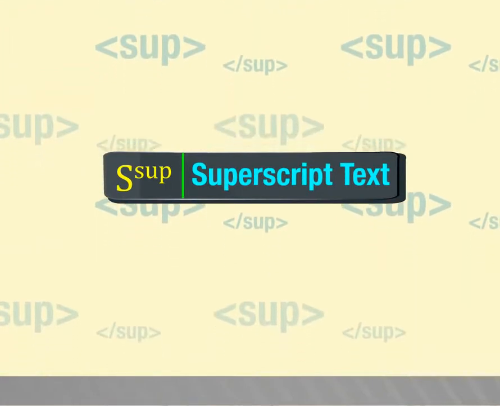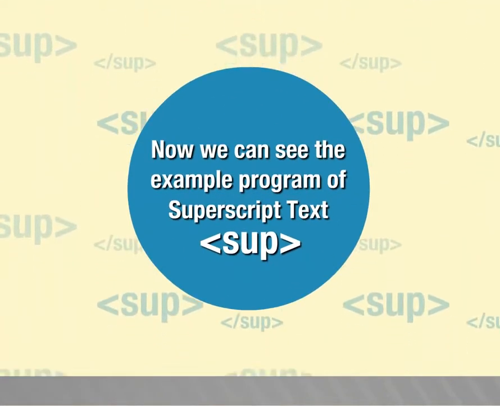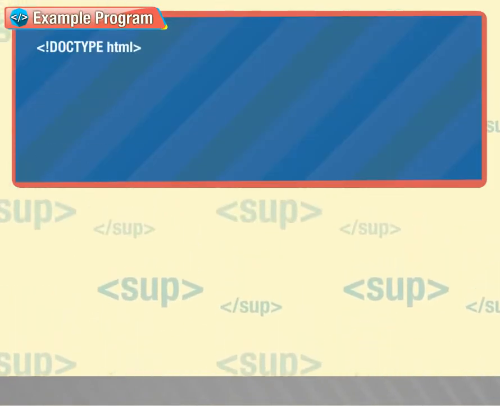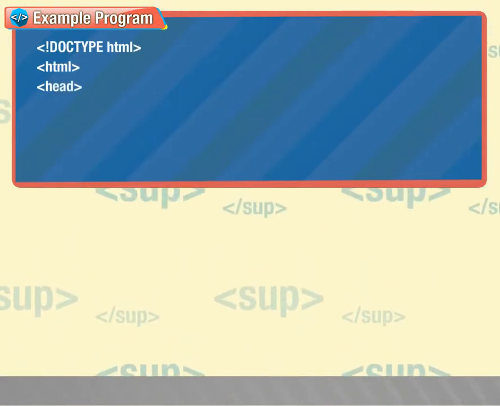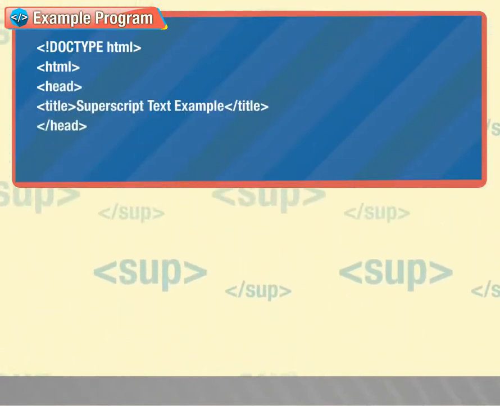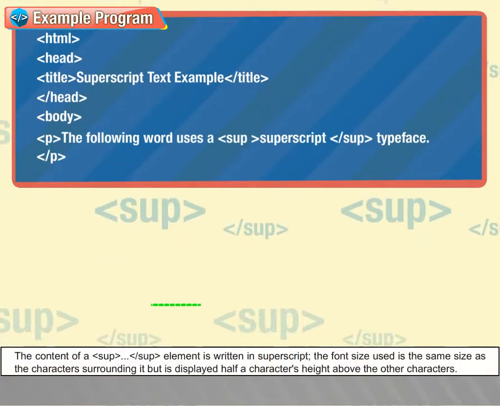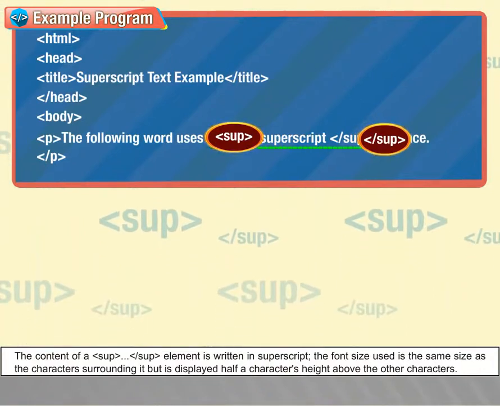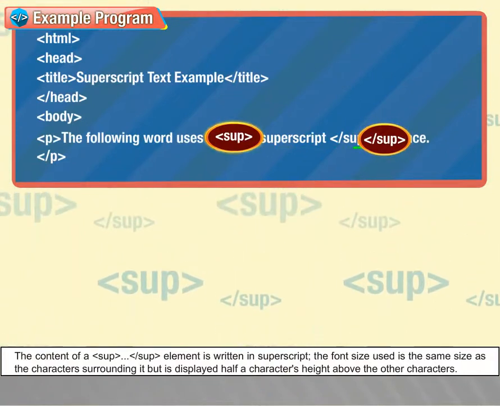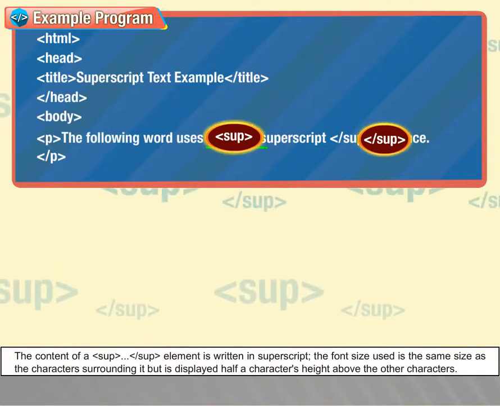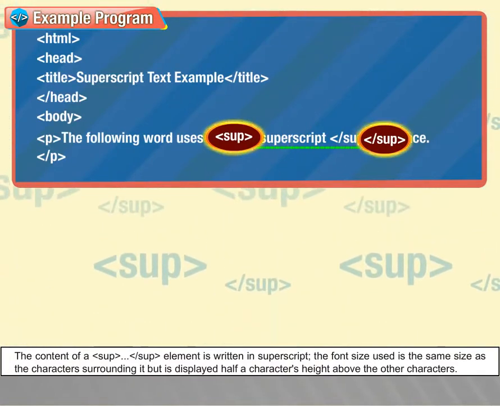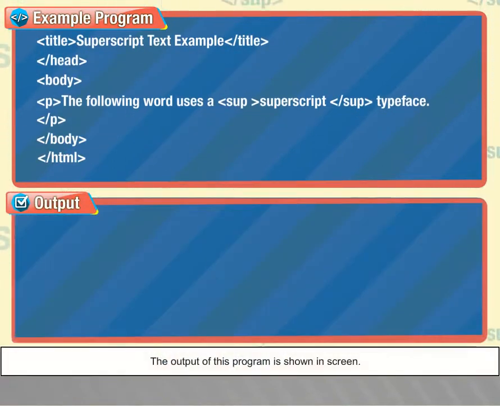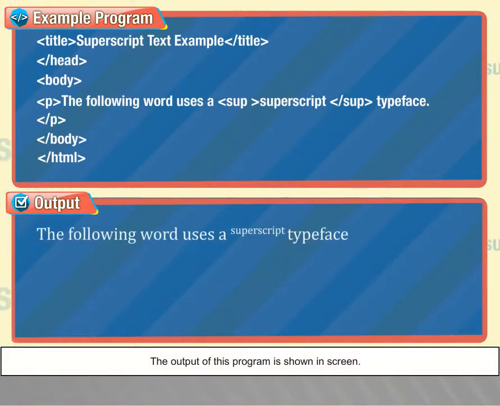Superscript text. Now we can see the example program of superscript text. The content of a SUP element is written in superscript. The font size used is the same size as the characters surrounding it, but is displayed half a character's height above the other characters. The output of this program is shown in screen.